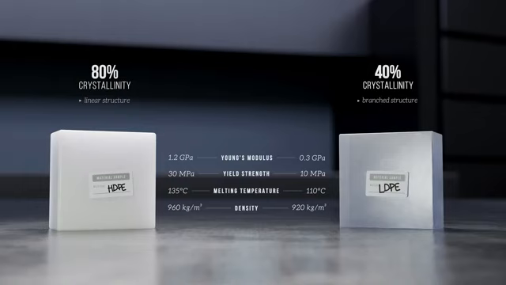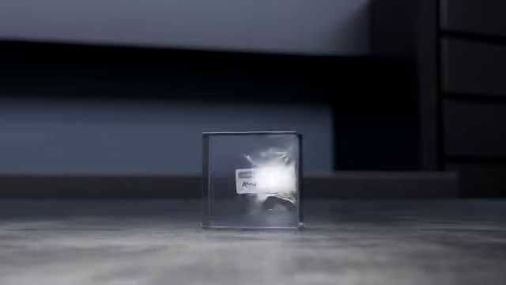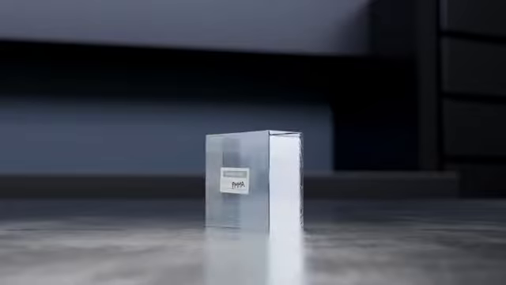Even optical properties are affected by crystallinity. Crystalline regions tend to scatter light, so more amorphous polymers will generally be more transparent. PMMA, also called plexiglass or perspex, is transparent on account of its amorphous structure.